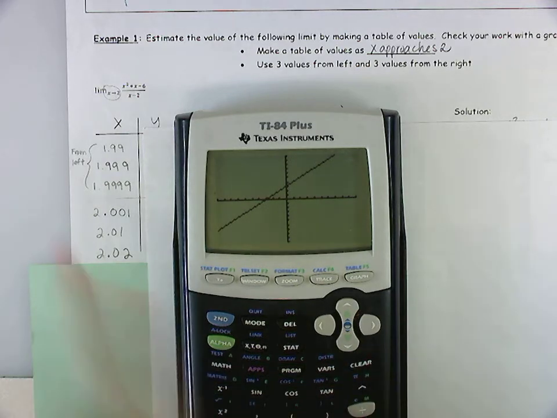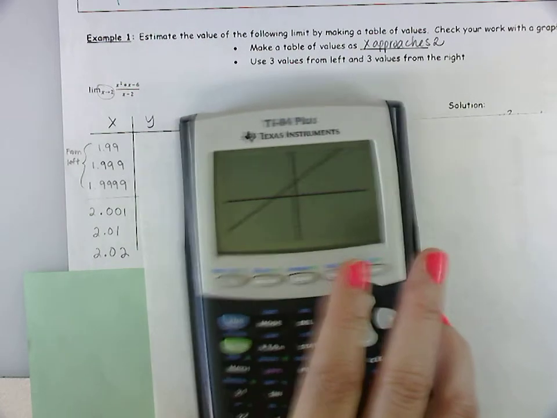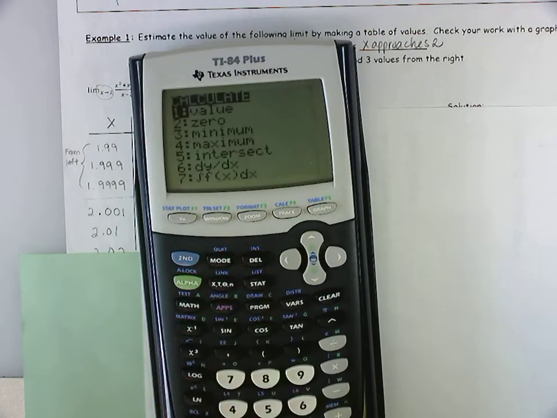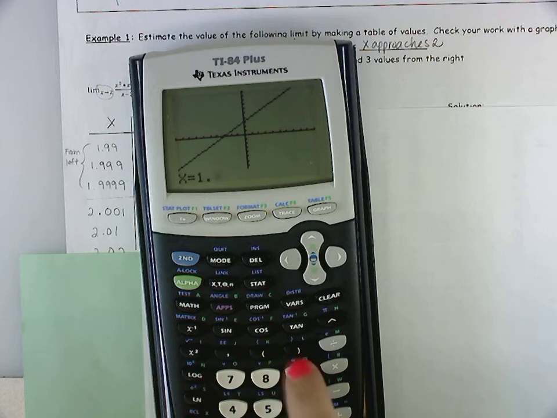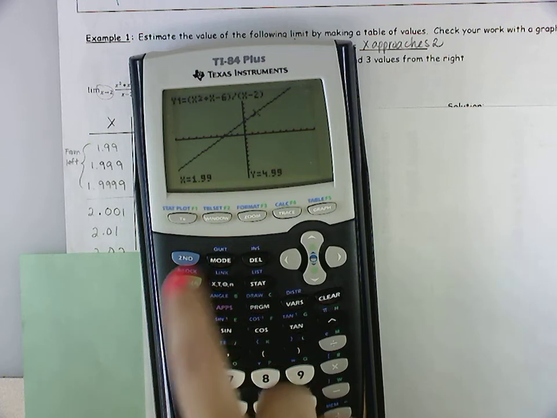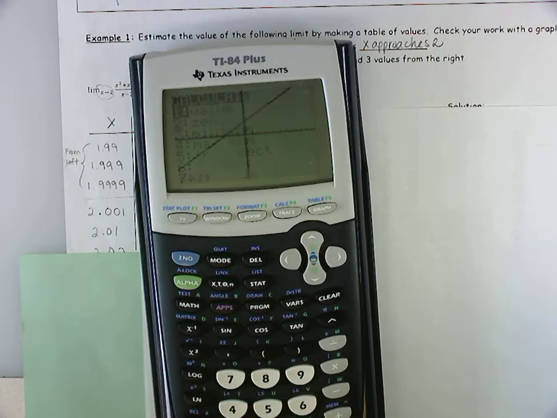Do you guys know how you can plug in values here and find them? If you go to second and then the trace button, that's the calc. You're going to have values, so you could press enter, and then for x you could put 1.99 and click enter. So 4.99 is going to be your y value. I can do that again: calc, value. Now if I want to see what happens at 1.999, enter, 4.999.